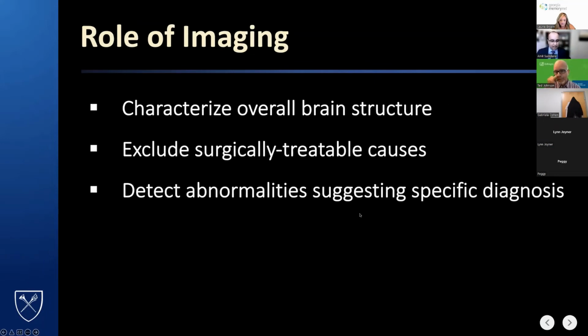Important to keep in mind, and I teach this to our trainees, that the role of imaging in the workup of dementia is not to say whether a patient has dementia or not. That is not for the imaging to say. That is a clinical diagnosis. What we are doing is characterizing the overall brain structure, whether there's brain atrophy, whether there's white matter ischemic disease, excluding any kind of surgically treatable cause. I'll present a few of them today. And then finally, to detect abnormalities that may suggest a specific diagnosis. There are relatively uncommon entities where the findings are very specific on imaging and can really help with the diagnosis.